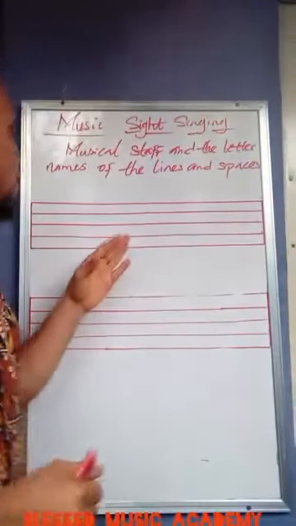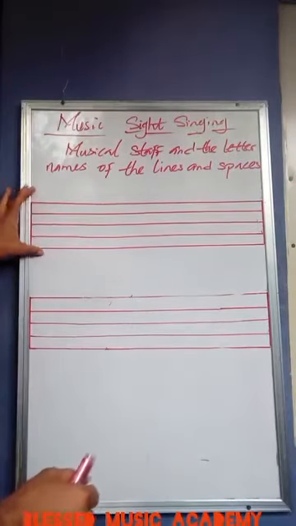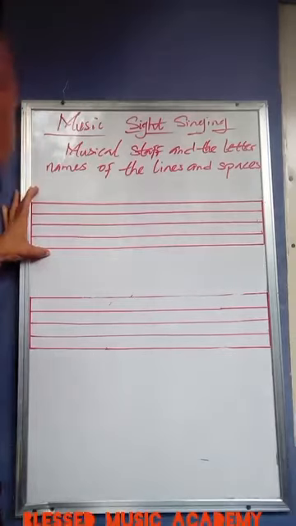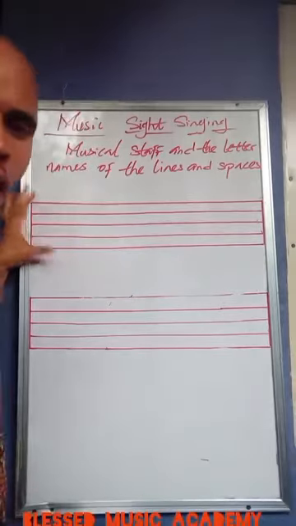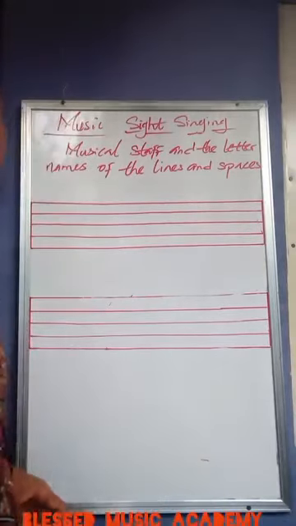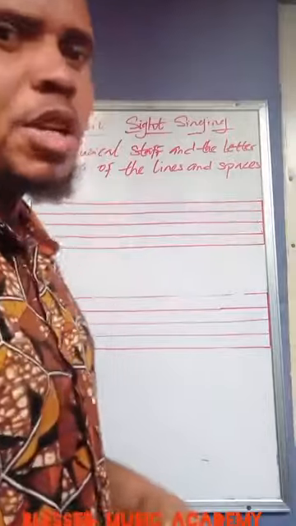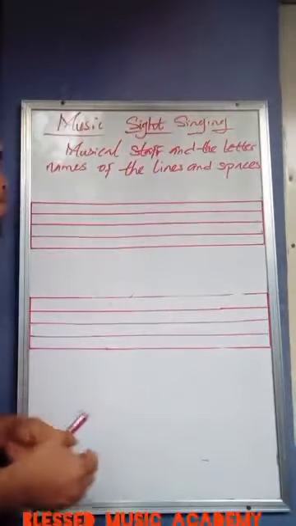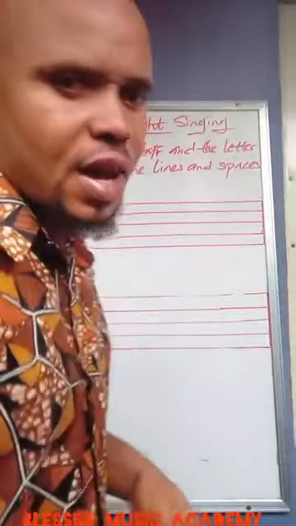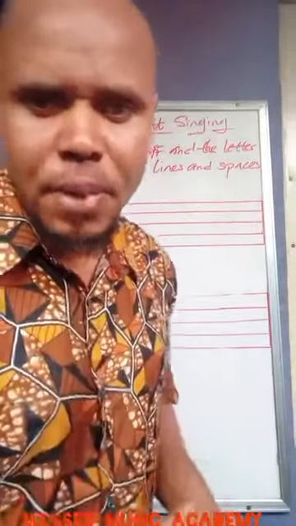All right, let's begin. Now, this is the staff. I've already drawn the staff. The staff is made up of 5 lines and 4 spaces. The musical staff is made up of 5 lines and 4 equal spaces. And the staff is numbered from the bottom to the top.